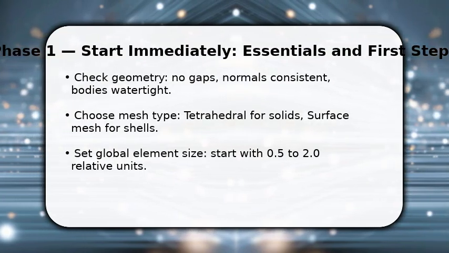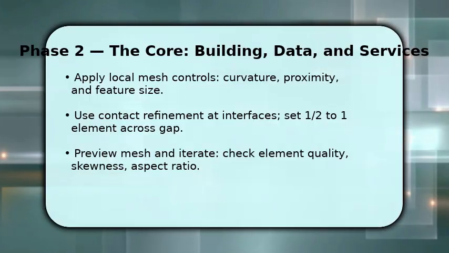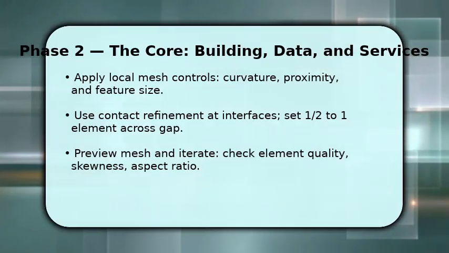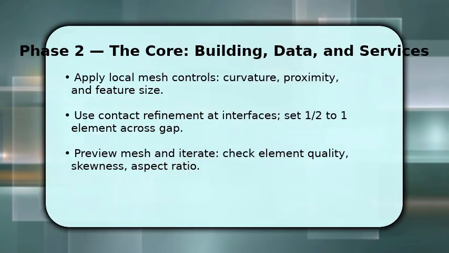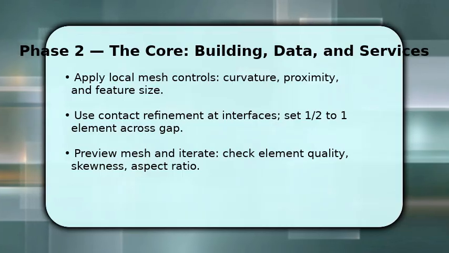Now you refine the mesh with controls that target problem areas. You add curvature and proximity controls to capture small radii and thin walls. This prevents excessive element counts while preserving accuracy.